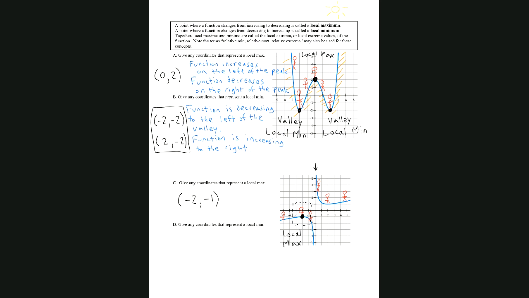And this point here is going to be a local min. It is the lowest point in its local area. So its coordinates are 2, comma 1.